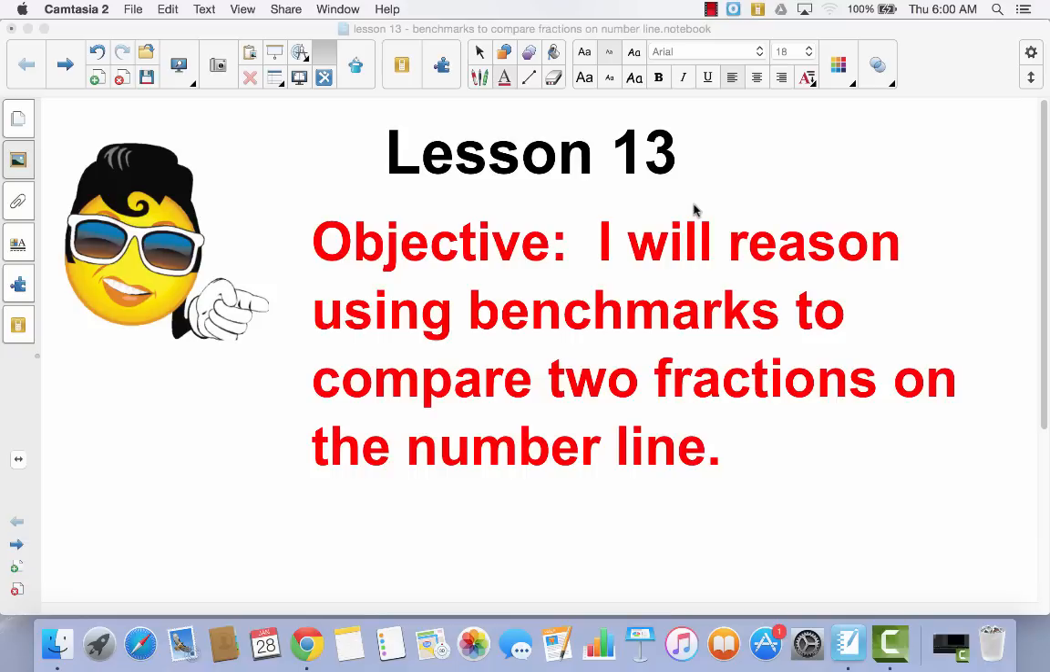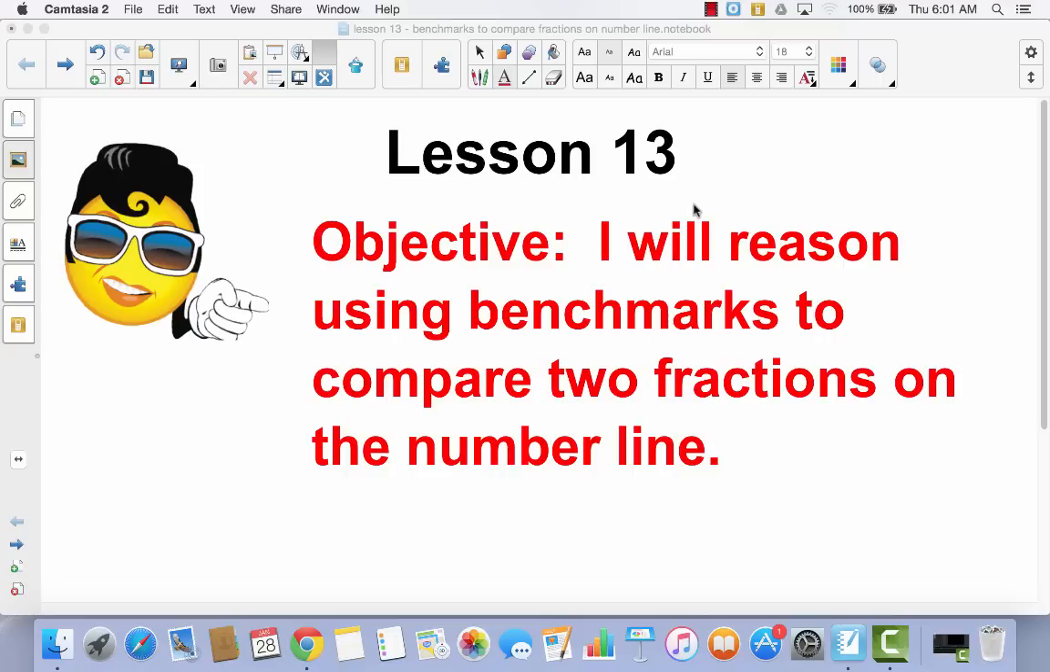Lesson 13, I will reason using benchmarks to compare two fractions on the number line. In Lesson 12, we began comparing two fractions on a number line using the benchmarks 0, half, and 1. And I know that lesson was pretty tough. There were a lot of concepts about fractions that you had to understand. We're going to continue those same skills that we used in Lesson 12.